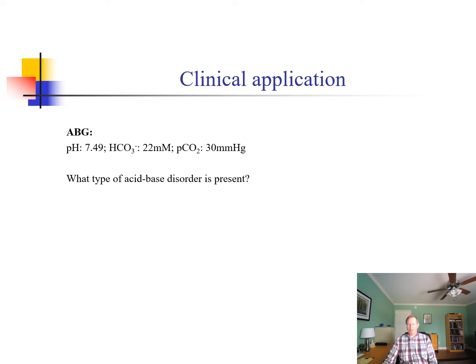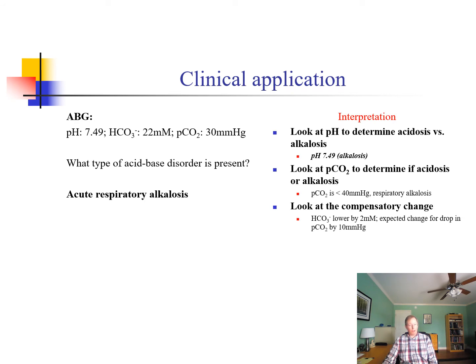What type of acid-base disorder is this? So first thing you always do, look at the pH. The pH in this case is 7.49, which is greater than 7.40. So this is an alkalosis.